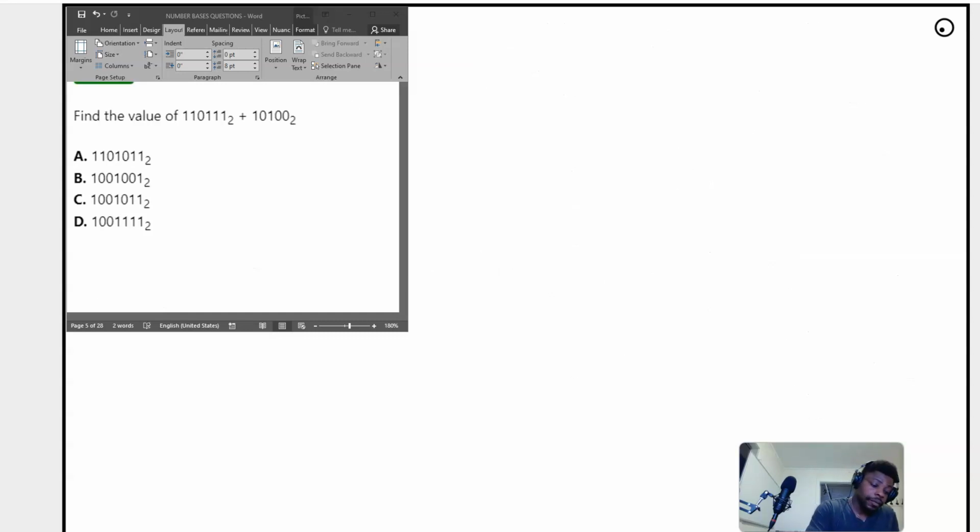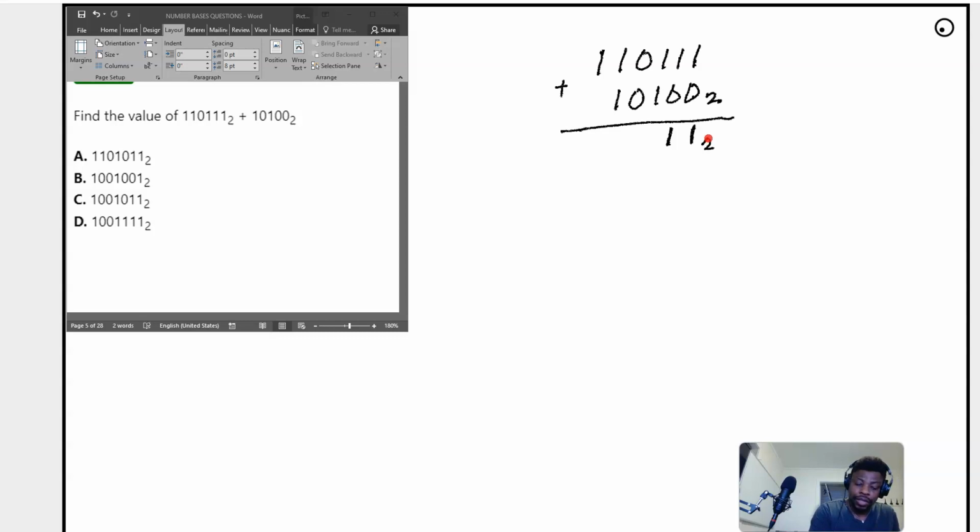Now, next question. So, 11011 in base 2. Okay, we are adding it to 10100 in base 2. Okay, we want to add this together. So 1 plus 0, that is 1. Okay, 1 plus 0, that is 1. This is base 2. Now, in an examination, you don't have to finish your calculation before you know what the options will be. Remember, I have gotten the last two numbers to be 1, 1.